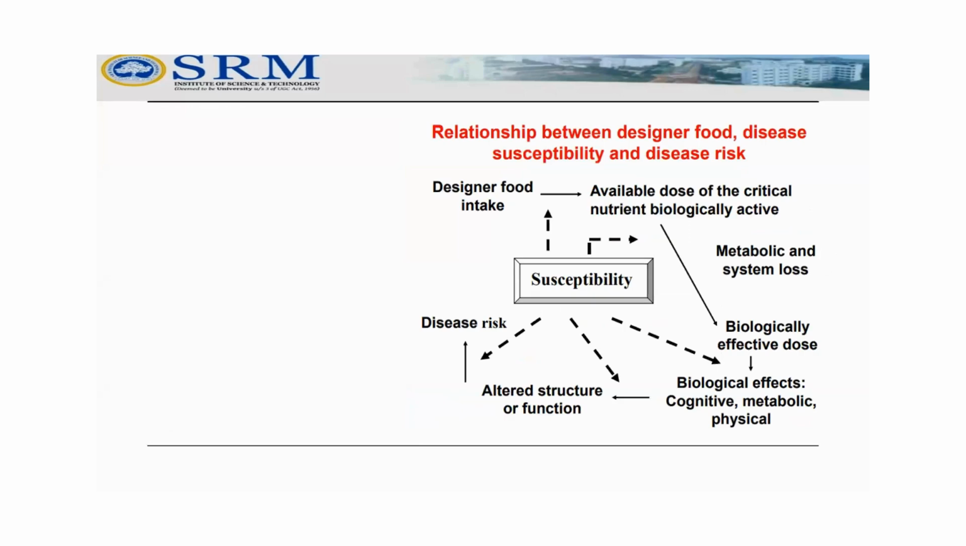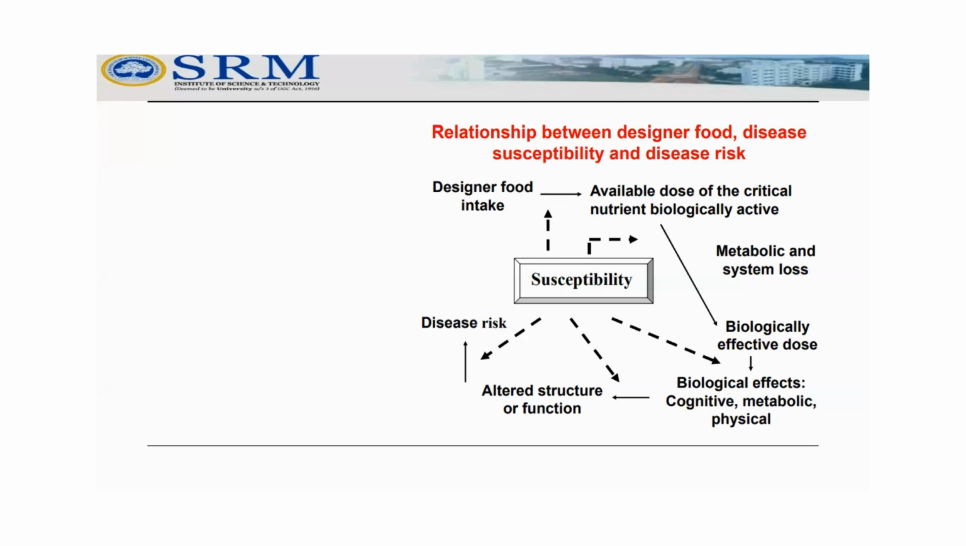The next slide is about the relationship between designer food, disease susceptibility, and disease risk. If you start taking designer food, what will happen in our system? Whenever we are designing, formulating, or developing any designer food, we have to look into whom we are giving it to, what their requirement is, whether they have good health, and whether there is any health risk associated with the particular customer. We have to look into all the aspects before designing a food for a specific group of people.